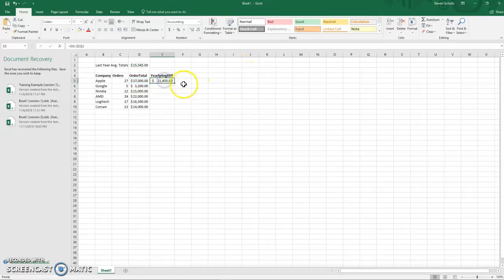Enter, and then I will use the fill handle again. And now we are actually using absolute reference. So we are referring to one cell over, but in the second case, we are referring to cell D2. So that is one way to utilize absolute referencing.